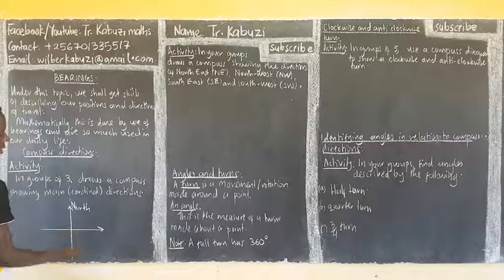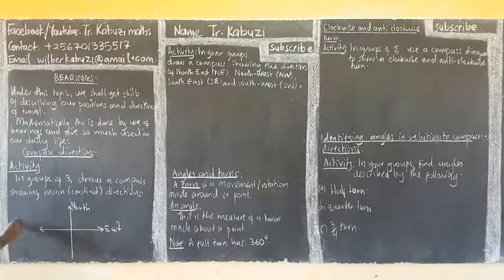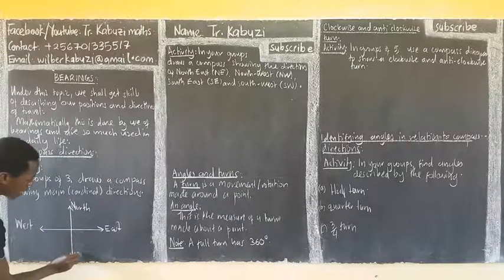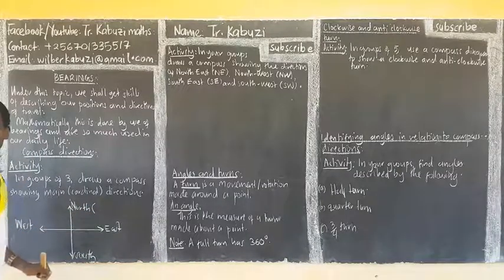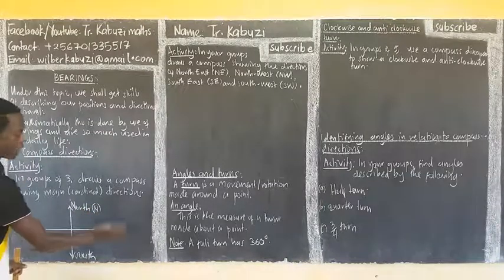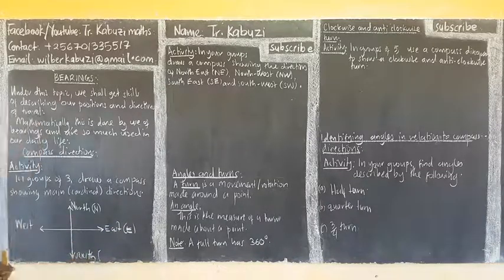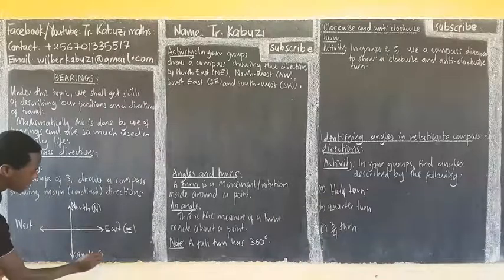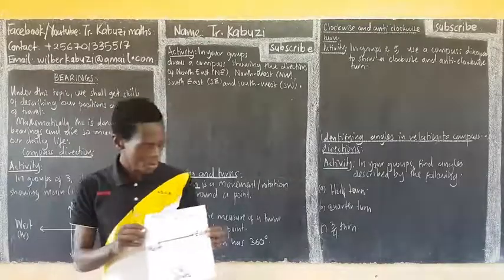Then this side we have the east. Then this side we have the west. Then this side we have the south. So we note this by N, then this by E, this south S, then this one with, of course, W. Okay, so that's what group 1 had for us.